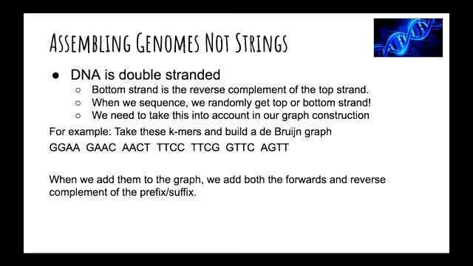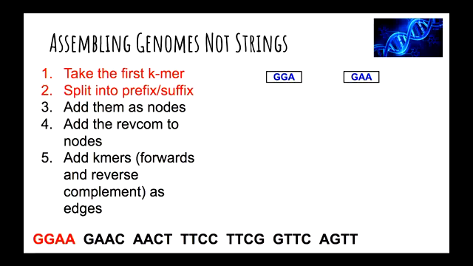But we need to add both the forwards and the reverse complements of the prefixes and suffixes at the same time. So we do that. We take our first k-mer and we split it into two, and then we add them as nodes, and then we add the reverse complement to those nodes, and then we draw the k-mers in. Okay, so now you'll notice that we've actually added two k-mers to our graph, even though we've only taken the first k-mer out of our list to work on. We've added the k-mer GGAA as well as TTCC, because that's the reverse complement of the forward strand.